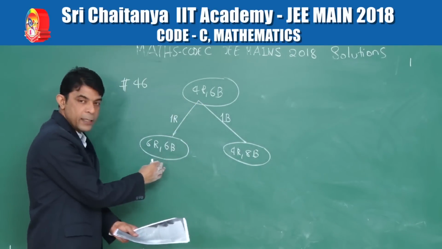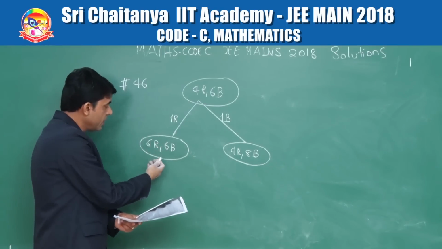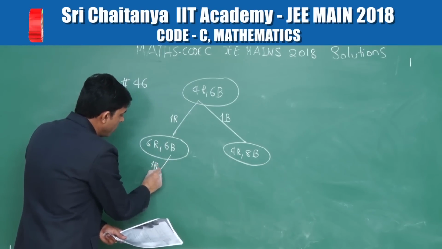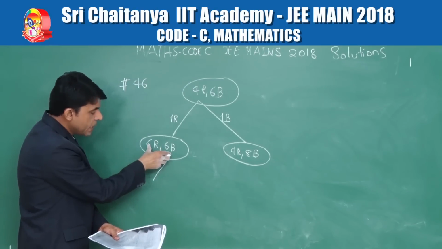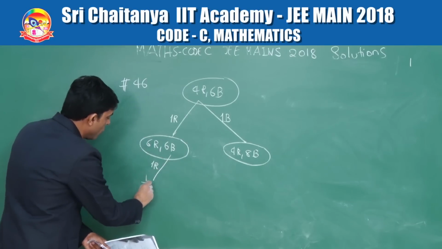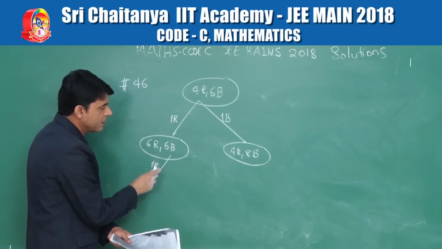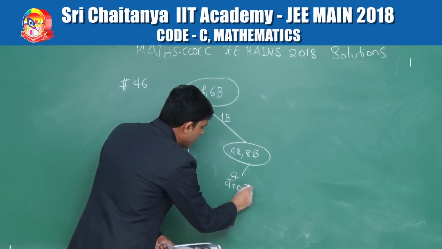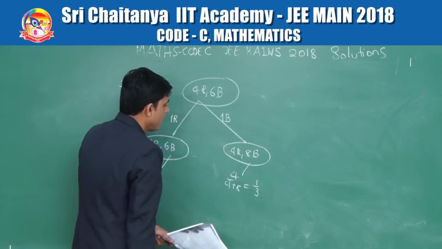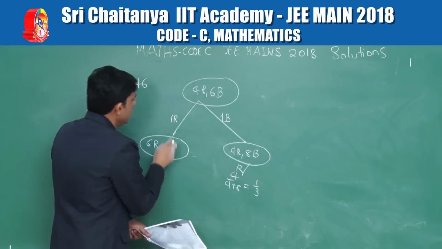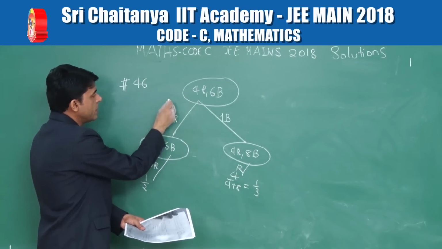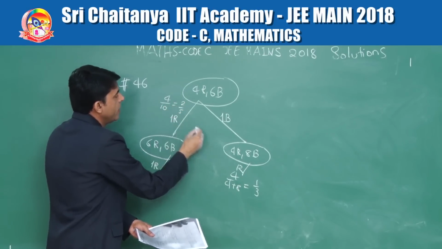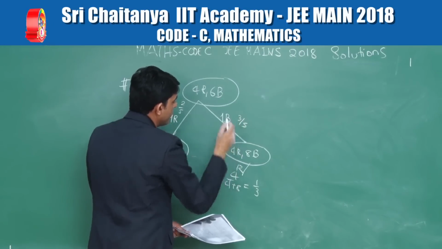Now the question says that you want to draw one more ball. So what is the probability of drawing a red ball? The probability of drawing this red ball is 1 over 2 because they are both equal numbers. For this one, it is 4 over 4 plus 8, that simplifies to 1 over 3. The probability of drawing this red ball is 4 over 4 plus 6, that is 10, that's 2 over 5, and so this is 3 over 5.